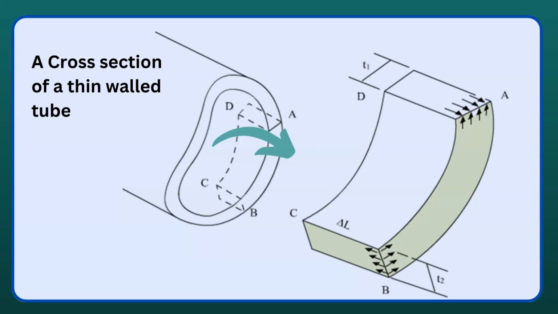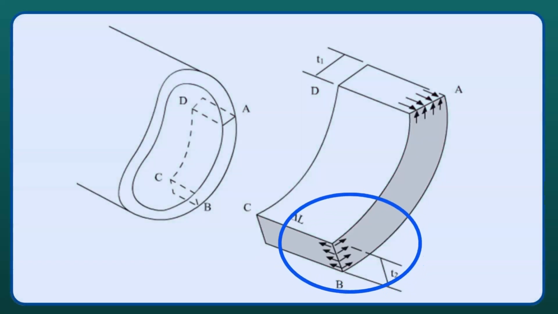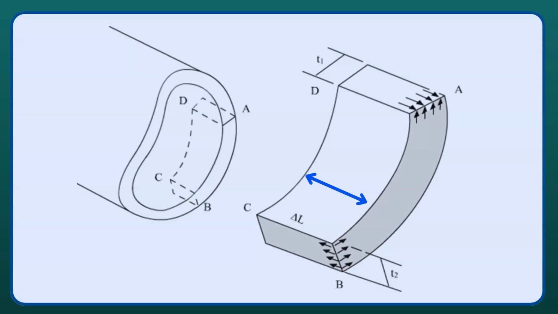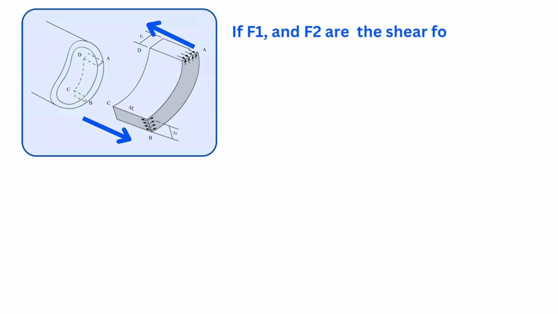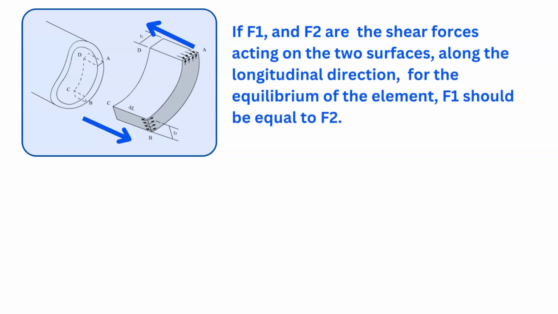The thickness of the wall is taken as t, and it varies along the periphery. The thickness at point A is t1, and at point B, it is t2. Also take the length of the element shown here as delta L. If F1 and F2 are the shear forces acting on the two surfaces along the longitudinal direction, for the equilibrium of the element F1 should be equal to F2.